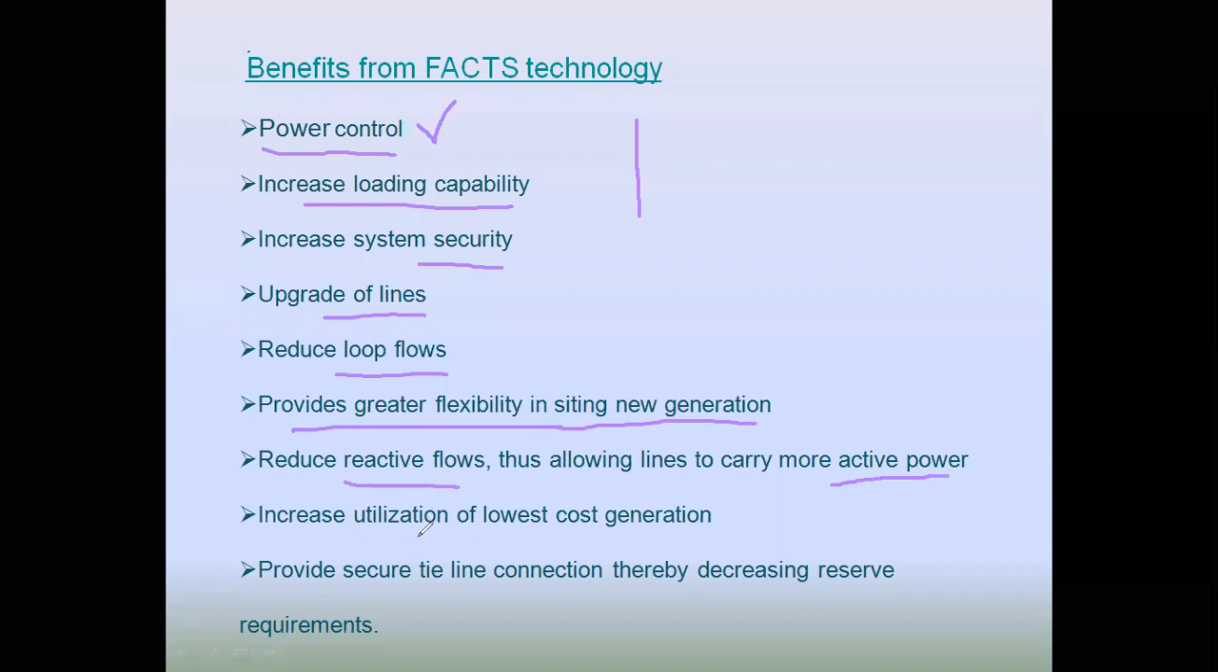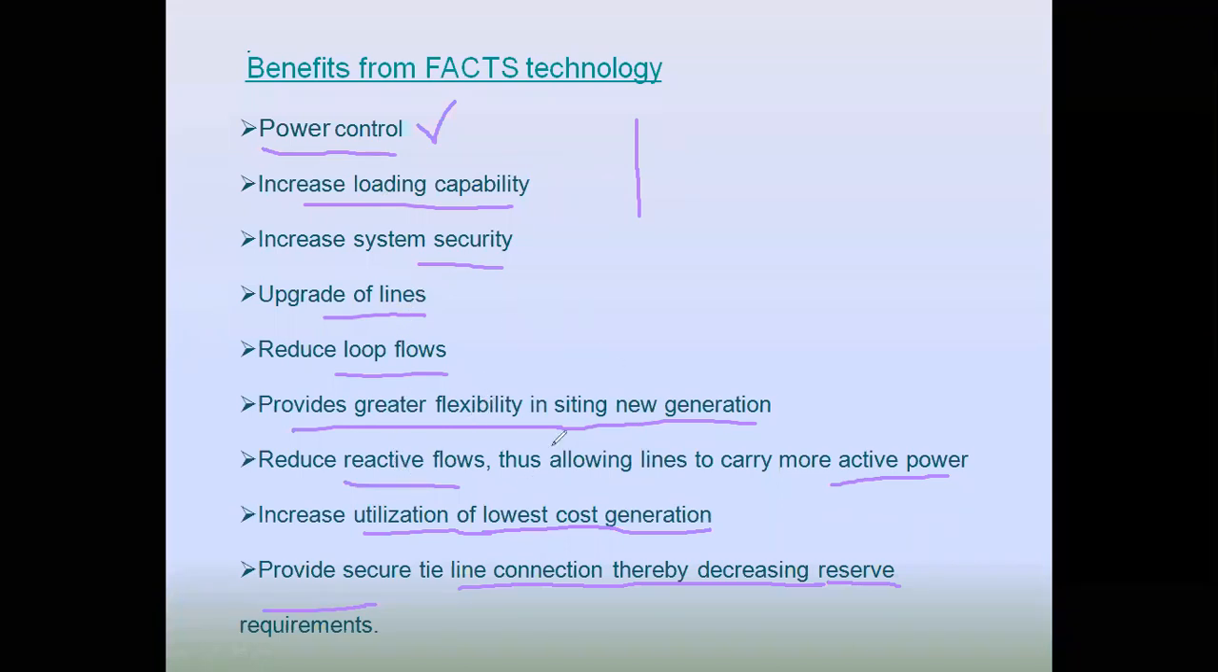Then utilization of interconnections and of low cost generation, cheap power, is possible, so economically it is beneficial to use FACTS controllers. It also provides secure tie-line connections, thereby decreasing the overall reserve requirements of the system. Reserve capacity is extra capacity used only in emergency conditions. By using these flexible AC transmission controllers, the capacity is increased, so the overall requirement of reserve capacity is generally reduced.